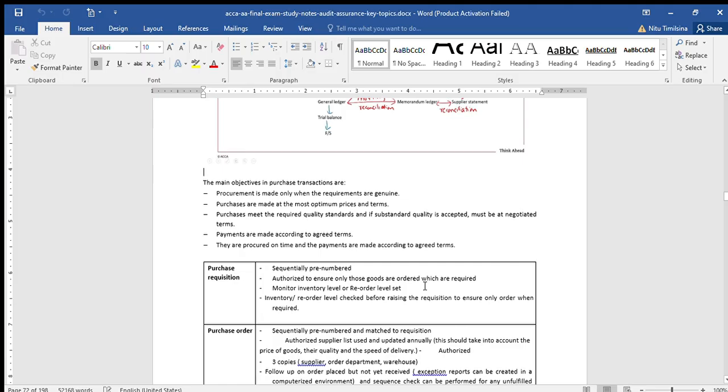Okay, and the main objectives in purchase transactions are: procurement is made only when the requirements are genuine. The purchases are made at the most optimum prices and terms. Purchases meet the required quality standard, and if substandard quality is accepted, it must be at negotiated terms. They are procured on time, and the payments are made according to agreed terms.